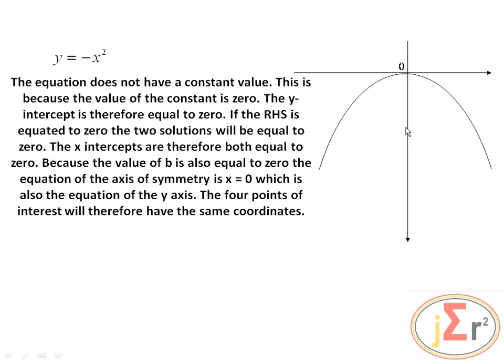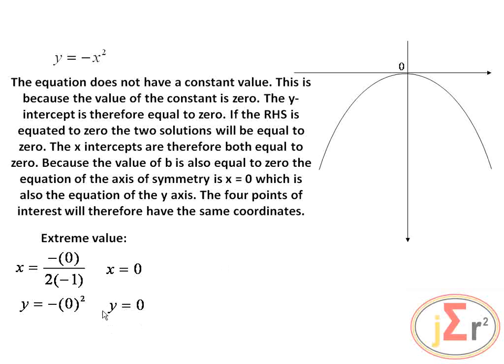Symmetrical about the y-axis, and the x and y-intercepts are at the origin. So extreme value, let us see what we do for the extreme value. The x value will turn out to be 0. And when we put that in the original equation, the y value is equal to 0. So the extreme value will be at the origin with x is equal to 0 and y is equal to 0.